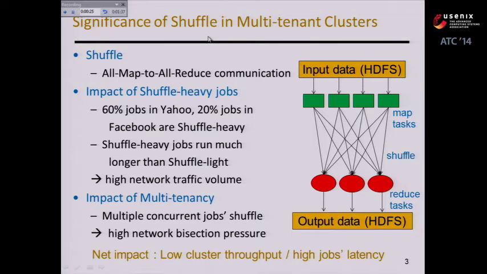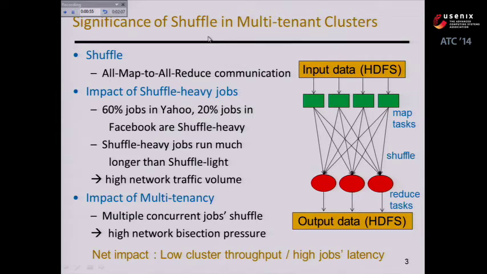Now, MapReduce jobs can be categorized into two types based on the amount of data they shuffle. We can categorize them as shuffle-light and shuffle-heavy jobs. Recent studies on Facebook and Yahoo clusters indicate that a significant fraction of jobs are shuffle-heavy. Another important point is that these shuffle-heavy jobs run much longer than shuffle-light jobs, so they play a very significant role in determining the overall throughput of the cluster.